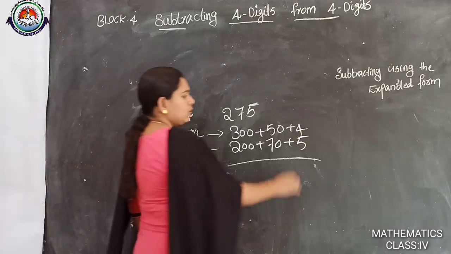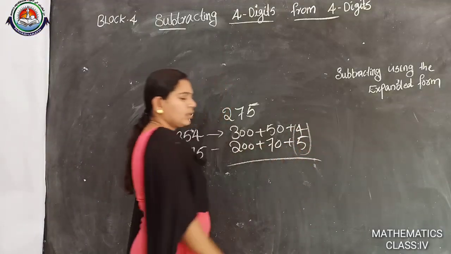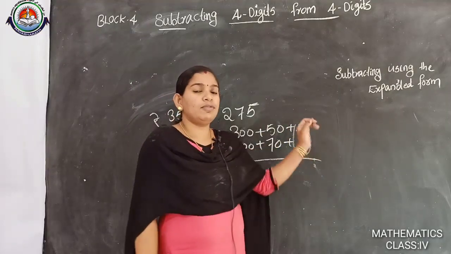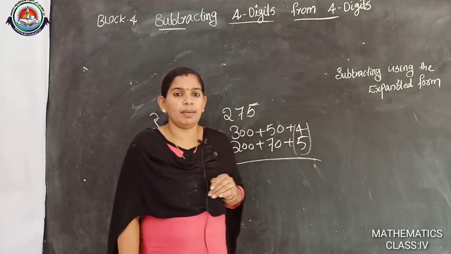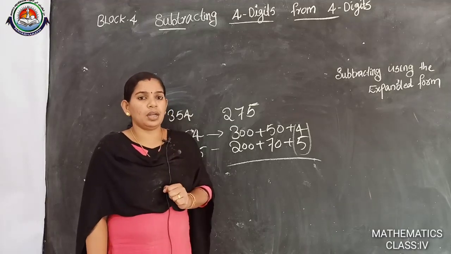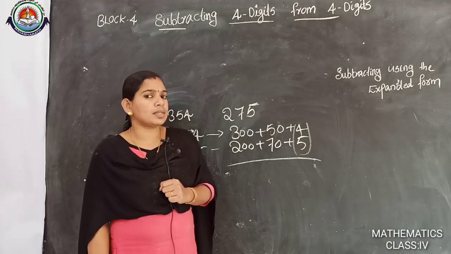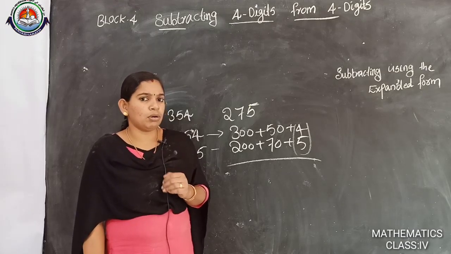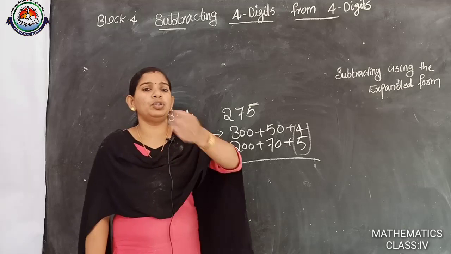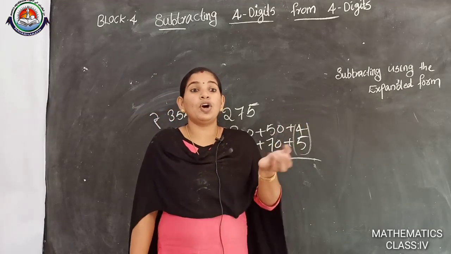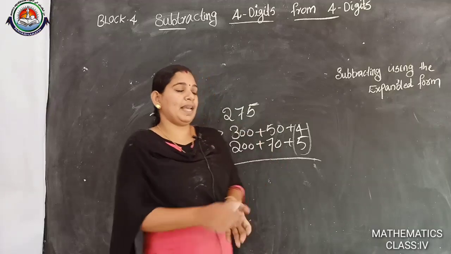What do we do? First, we take the ones place. Ones place: the first number is 4, the second number is 5. The first number is smaller than the second. Then how do you subtract this number? Can you subtract? No, I have only 4 rupees, and I want to pay 5 rupees. How? Yes, we will borrow from the next place.